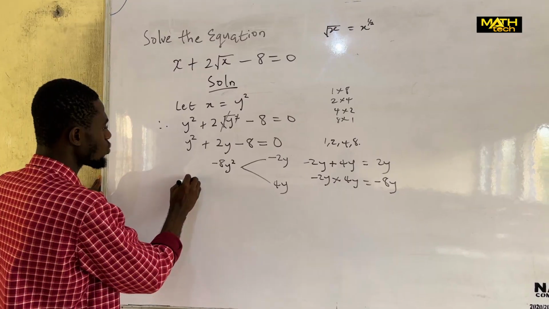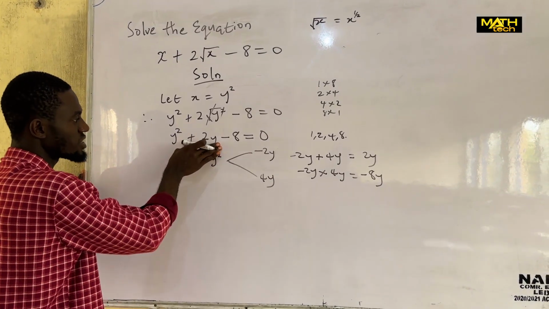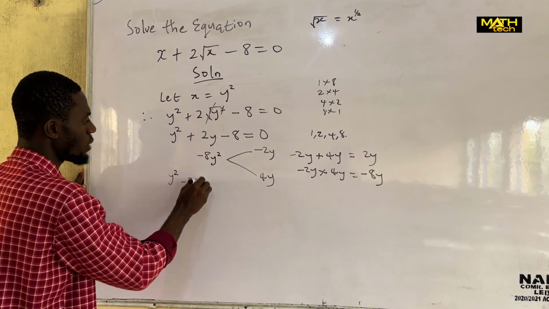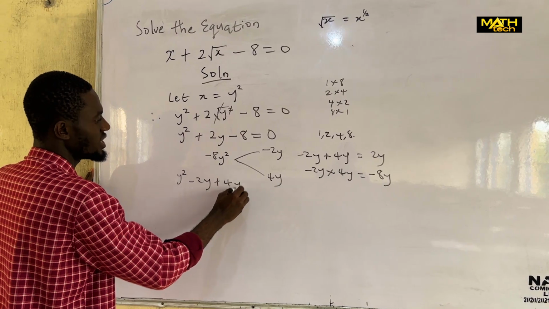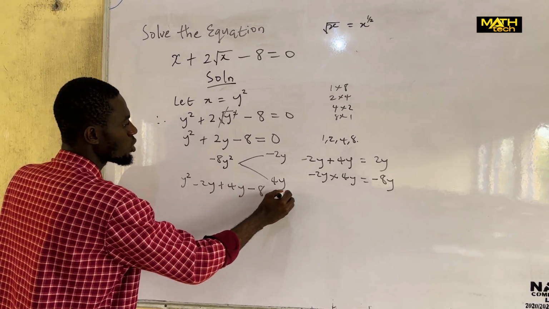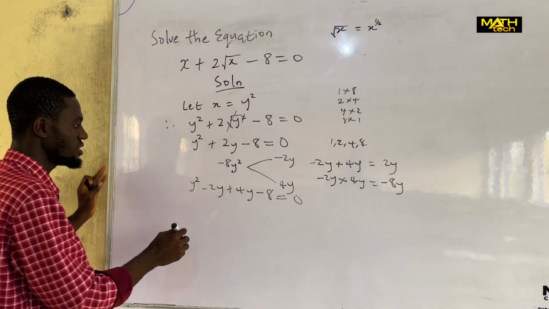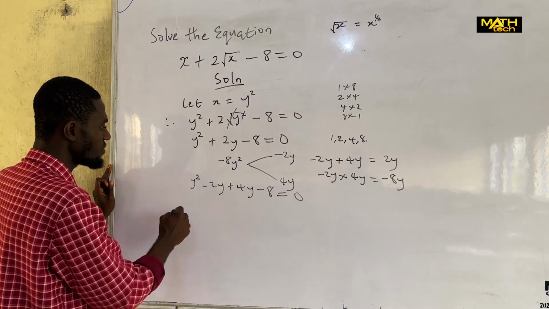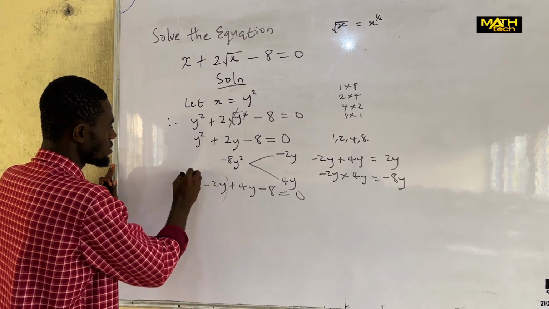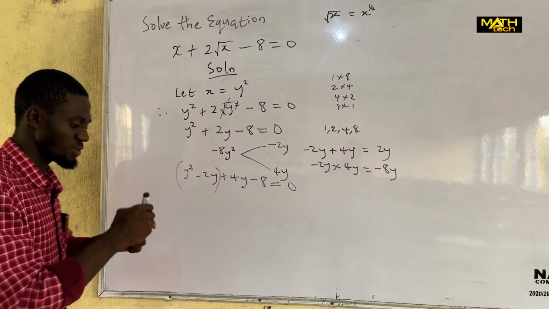So we do the replacing. We say y squared, these two factors replace the middle value, minus 2y plus 4y minus 8 equal to 0. And regrouping, we'll be having, sorry, let me change my marker.